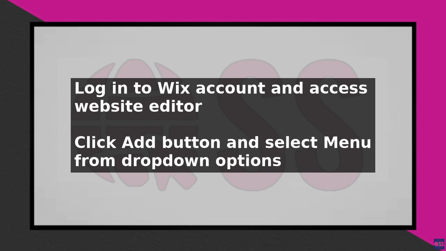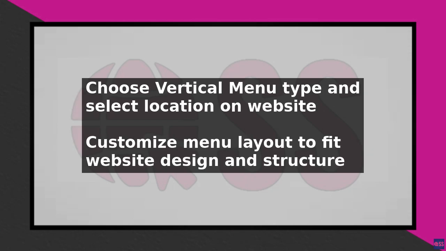Choose the type of menu you want to add. In this case, a vertical menu. Wix will then prompt you to choose a location for your menu. Select the area where you want the menu to appear. You can choose from a variety of layouts and customize the menu to fit your website design.